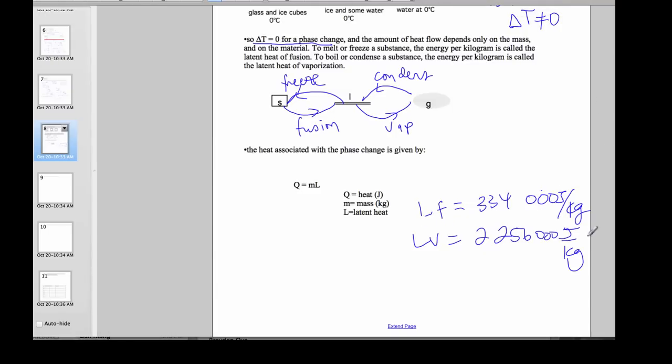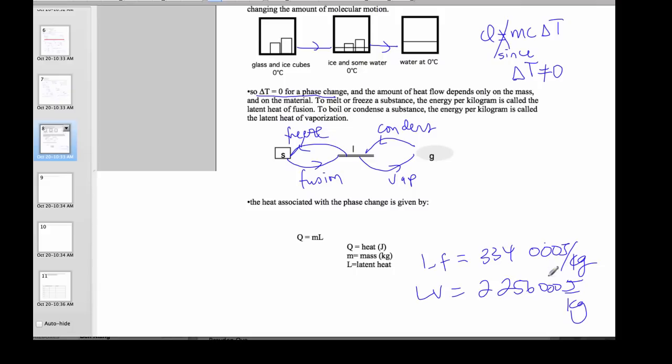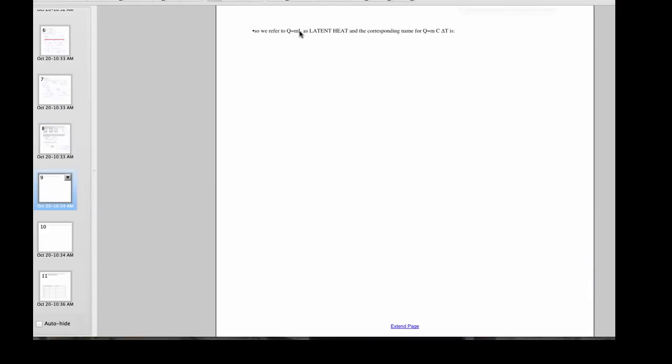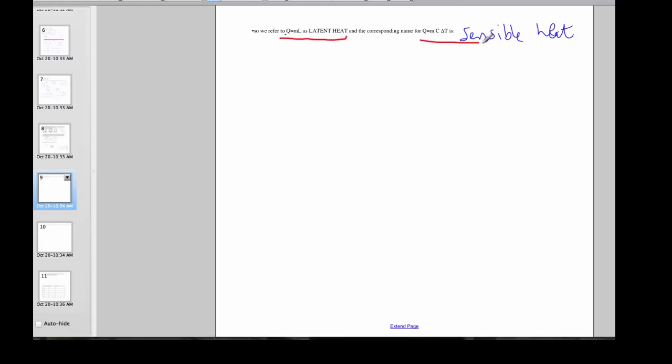Okay, so I think I got that fixed. So there's 2,256,000 joules to vaporize a kilogram. Now, this is called the latent heat of vaporization. And so it's helpful to have a name for the other one, right? Our mc delta T, we call that a sensible heat. So latent heat and sensible heat.